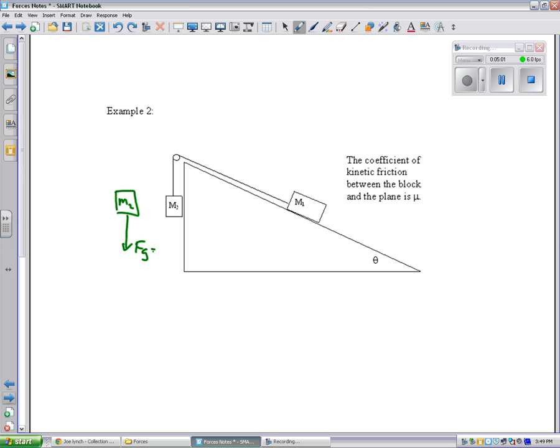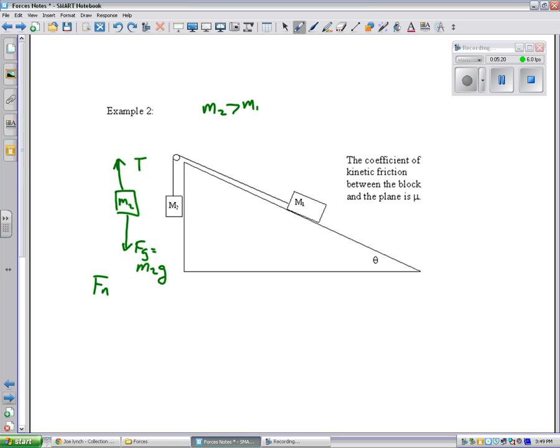So FG is going to be M2G. And then I have a string up, so I have a tension up this way. I haven't said which way it's going to go. So let's say that M2 is going to be greater than M1, so it's heavier. So I know M2 is going to go down because it's the heavier block.